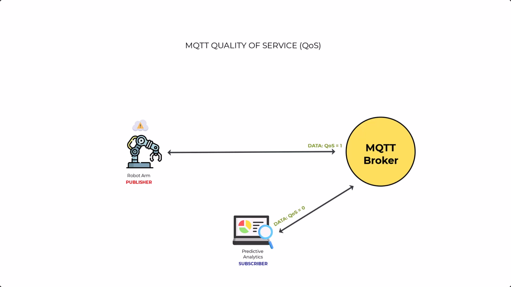Another important factor to consider when selecting between QoS levels 0, 1, and 2 is the possibility of some components in your MQTT architecture going offline unexpectedly.